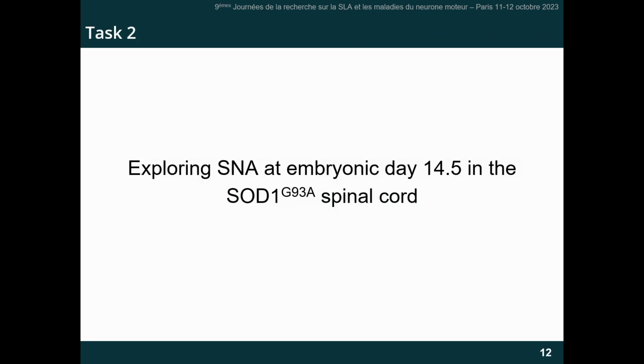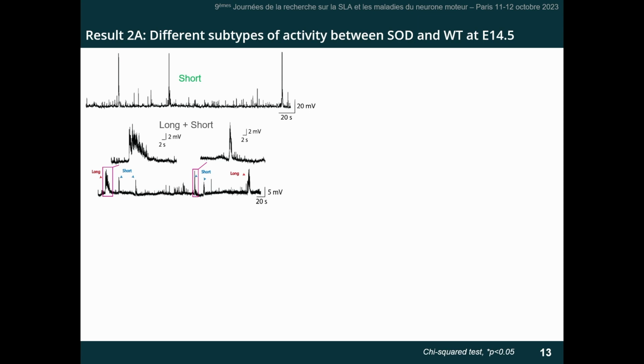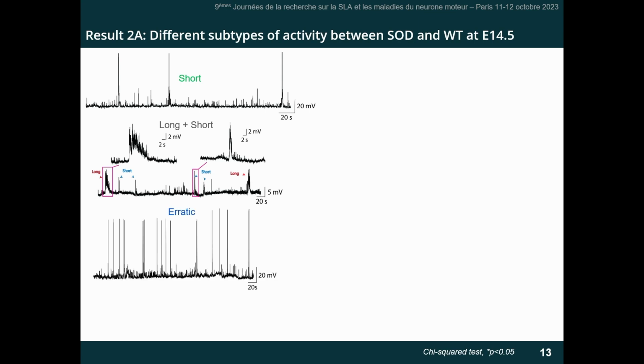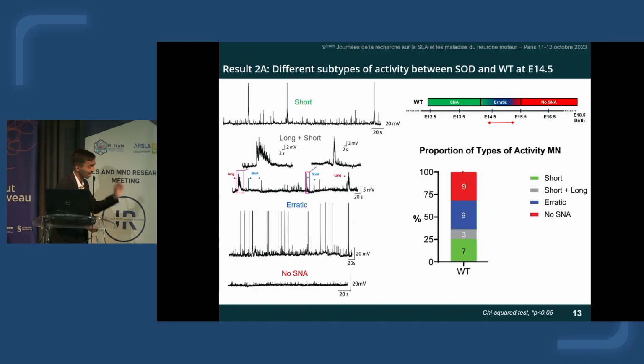We move forward and we look at E14.5. Firstly, we observed different types of activity. It's not a surprise, people have already characterized that. We observed short duration GDPs. We observed long and short duration GDPs in a single recording. We also observed recordings where we had erratic GDPs, and we also had recordings where there was no SNA. So this is the distribution we have in wild type.